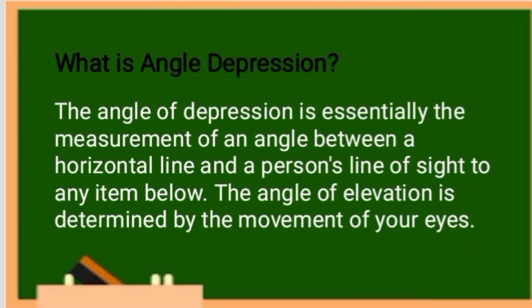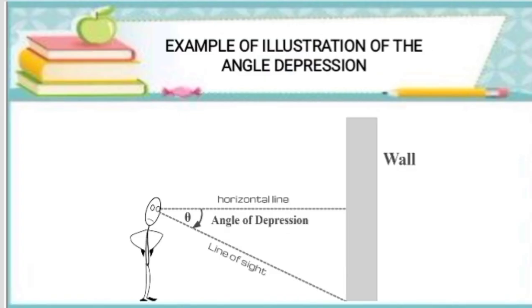About angle of depression. So what is angle of depression? The angle of depression is essentially the measurement of an angle between a horizontal line and a person's line of sight to any item below. The angle of elevation is determined by the movement of your eyes. Example of illustration of the angle of elevation.